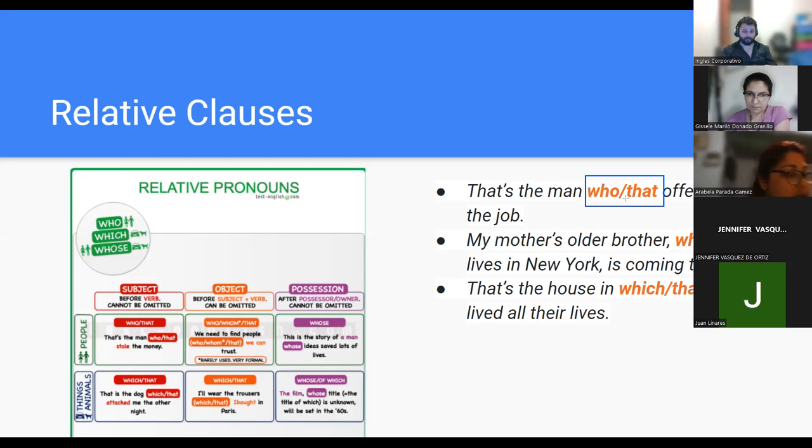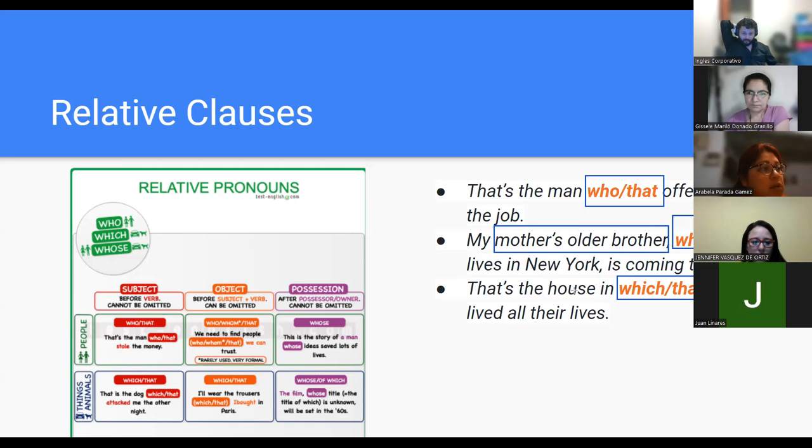My mother's older brother, who lives in New York, is coming to visit, right? So who or that is replacing my mother's older brother, right? That's the house which or that they lived all their lives in, for example. Which and that, guys, can be used for objects, okay? Which cannot be used for, well, actually, in some examples, that can be used for people, right? But anyways, which and that, guys, can be used for objects, okay? Who cannot be used for objects, okay?